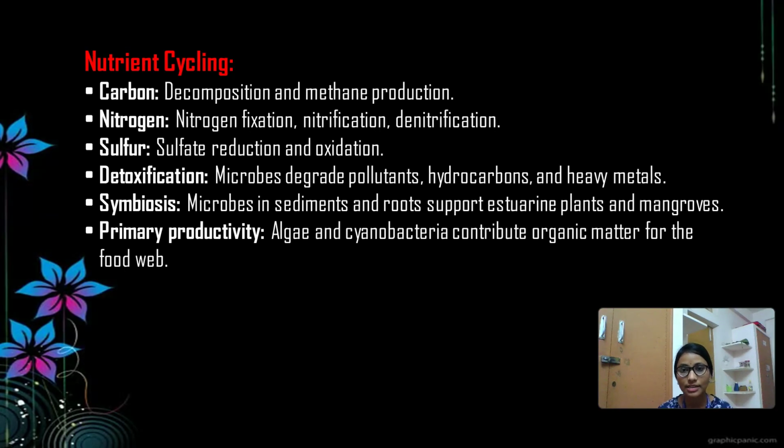Productivity: algae and cyanobacteria contribute organic matter to the food web. They are the primary food for animals, etc. Symbiosis: microbes in the sediments support the root systems of plants, estuarine plants and mangroves, etc. Detoxification: microbes will degrade pollutants, hydrocarbons, and heavy metals, and can detoxify these pollutants. And they are involved in the carbon and nitrogen cycle, etc.